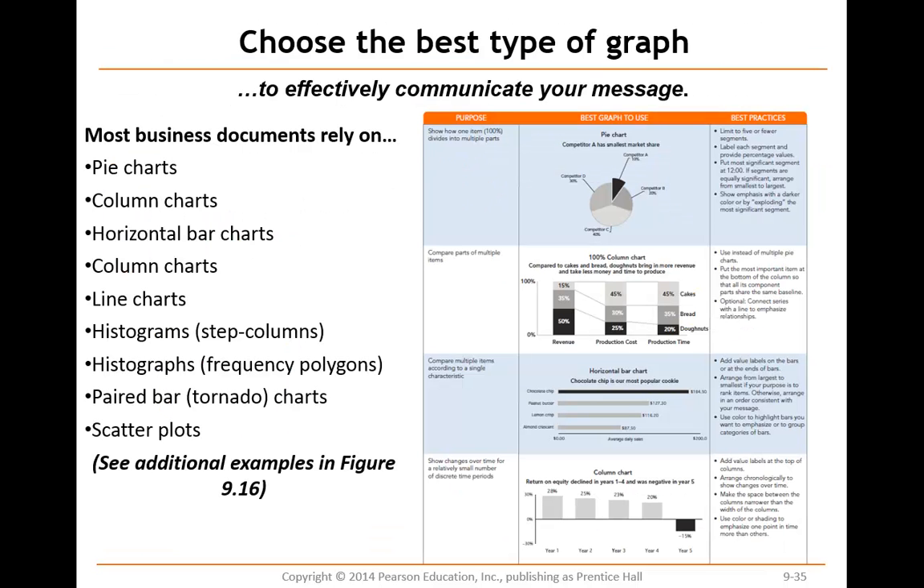Choosing the best graph type can be tricky. If a graph is the best way to display your data, make sure you choose the graph that most effectively communicates your message. Although many graph types are available, most business documents rely on the core set of 9 graphic types as illustrated in 9.16 in the textbook, along with some other variations. You can create all of these graphs with commonly available spreadsheet and graphing software.